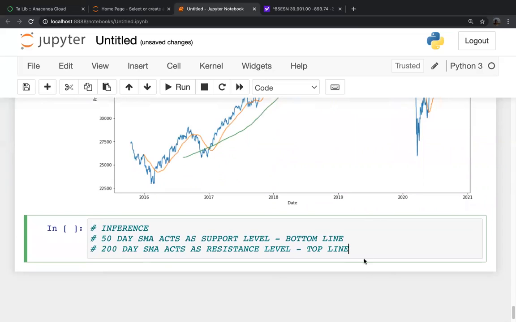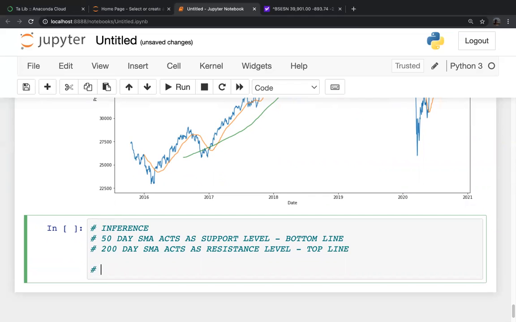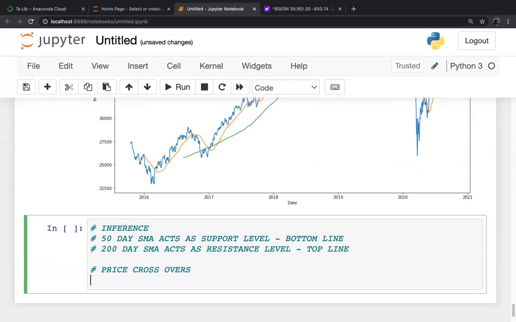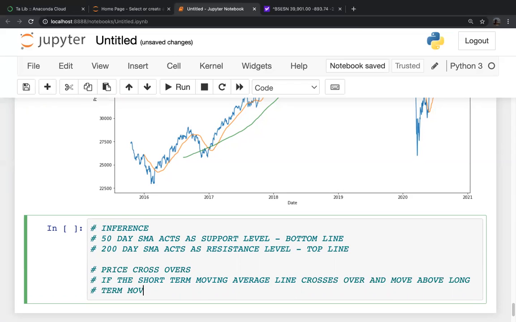Now, you need to look at one most important thing called price crossovers. If the short-term moving average line crosses over and moves above the long-term moving average line, we call it a golden cross.